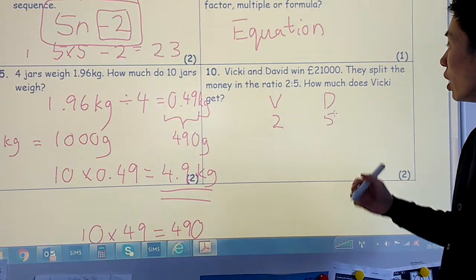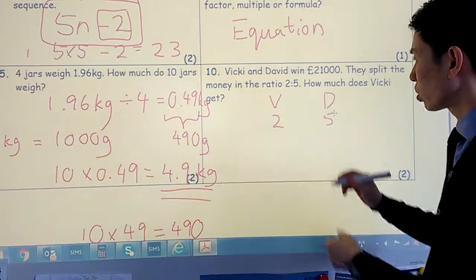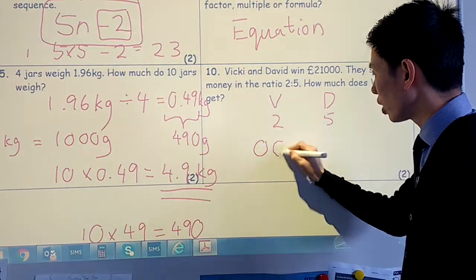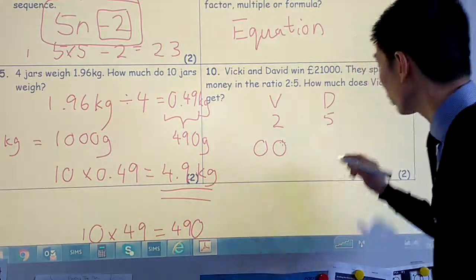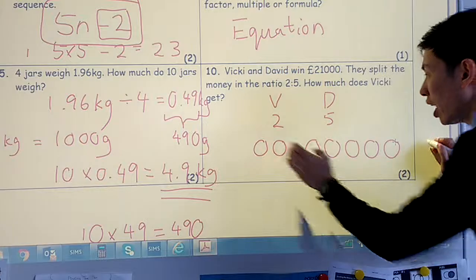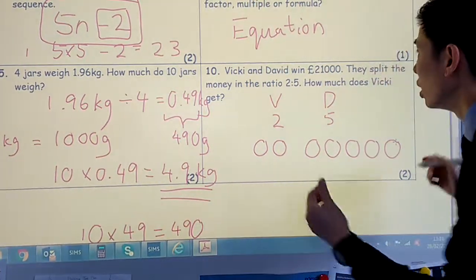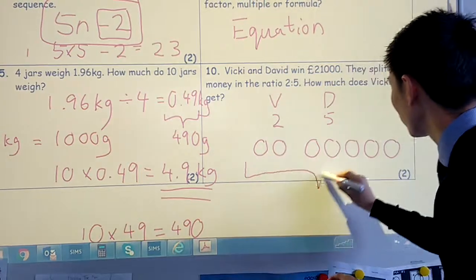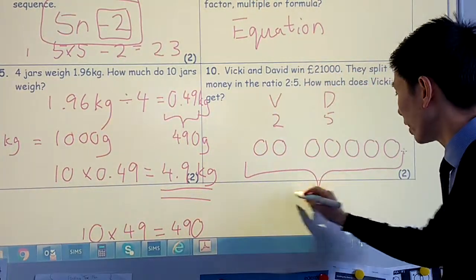Okay, so I like to use visual language to answer ratio problems. So instead of writing 2, I draw 2 circles. Think of it as a coin with no face value, and then I put 5 circles. So all these coins are worth the same amount. We just don't know what the face value is. So all this together is the 21,000 winning.